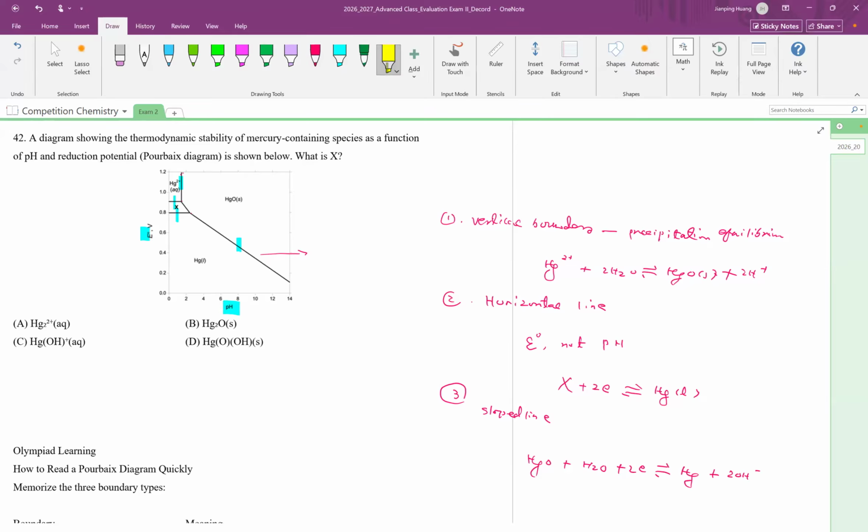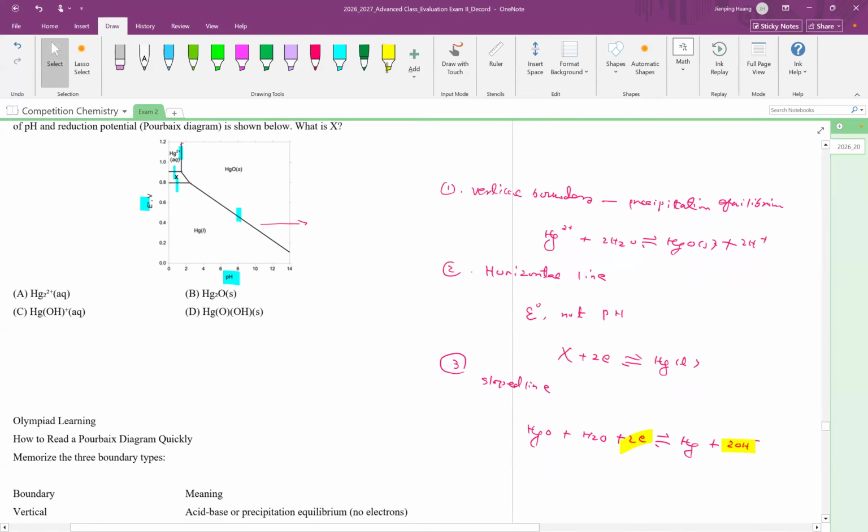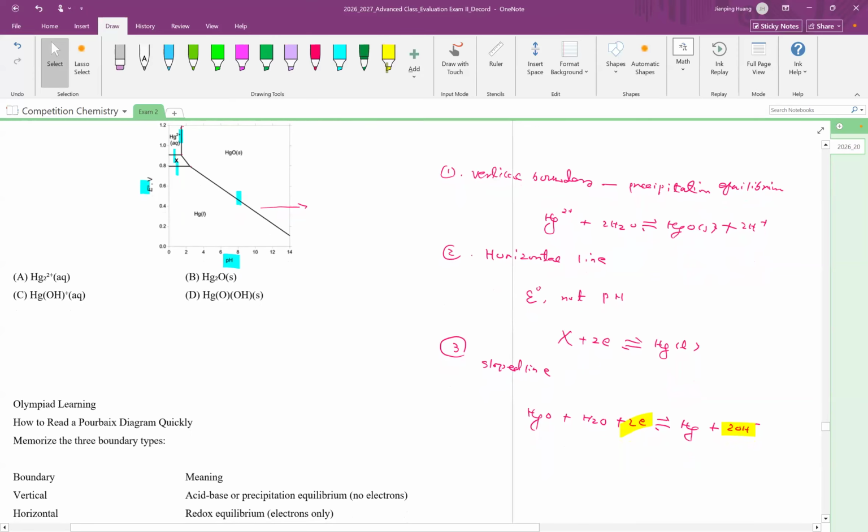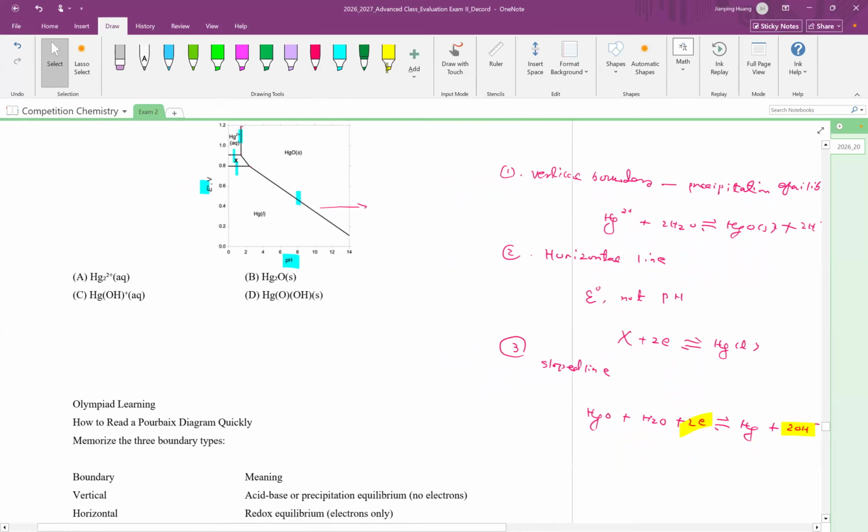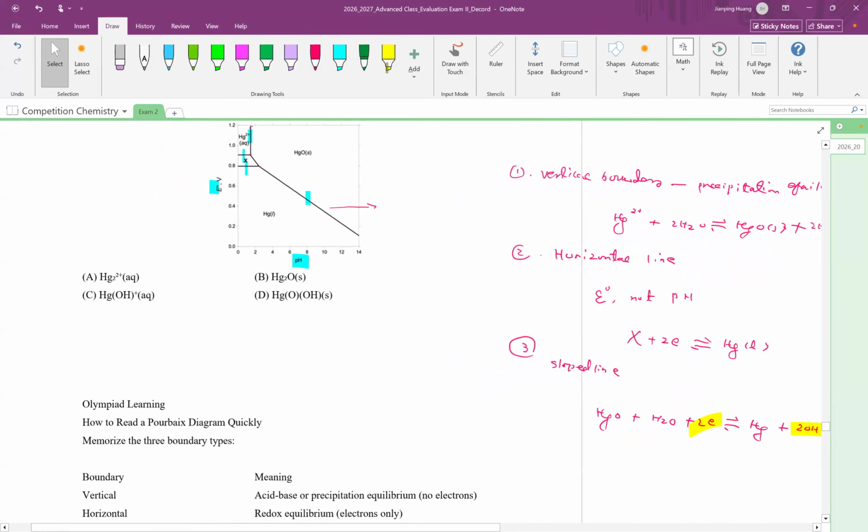Involve both, right? And that's why it's pH dependent. pH dependent, okay? Right, now that's the first one. You need to read the diagram. Now go to the next one.